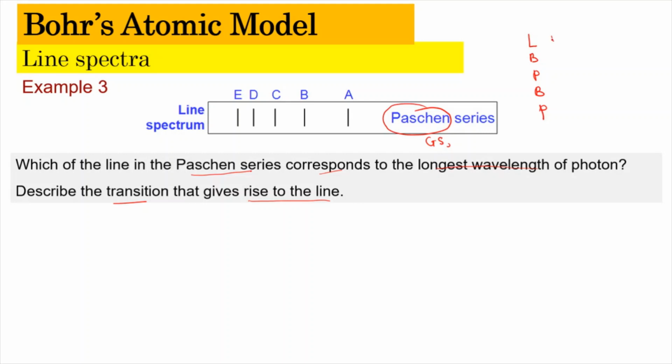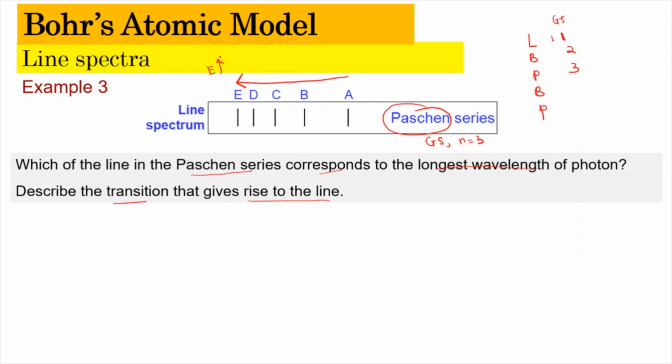So for Lyman, the ground state is going to be 1. For Balmer, 2. Paschen is 3. So you know that the ground state here is n equal to 3. And then they ask you which line represents the longest wavelength. So as usual, you need to see the gap. When the gaps get closer and closer together, it means that the energy increases from A to E. It means that here is a higher energy.